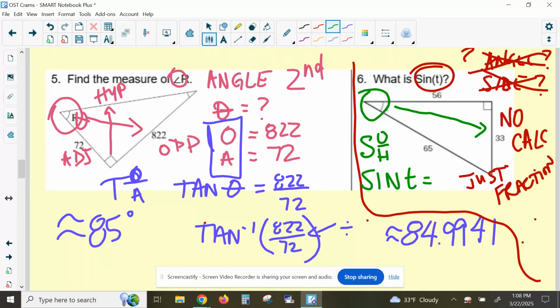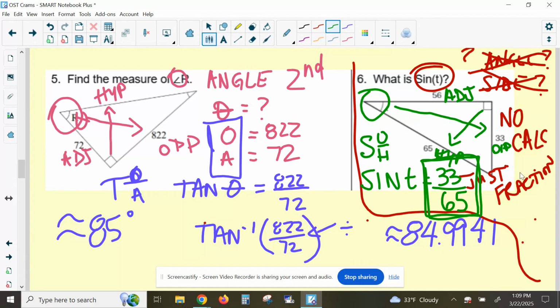So this is my opposite. Across from the right angle is always my hypotenuse. And the last side is my adjacent, which I don't even care about because sine is just opposite over hypotenuse. My opposite is 33 and my hypotenuse is 65. Right here is the answer to my question: 33 over 65. Leave it alone. No calculators, just a fraction.